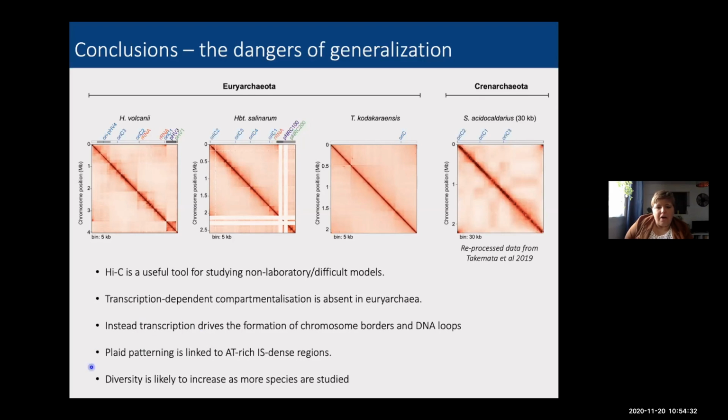And so it'll be interesting to keep studying different organisms with this technique, because we expect the diversity of these structures and the mechanisms responsible to continue to increase.